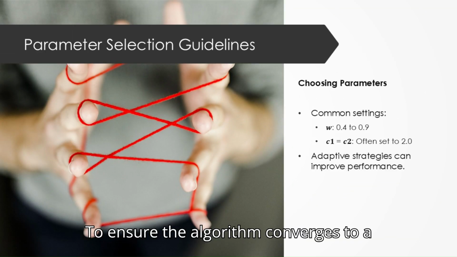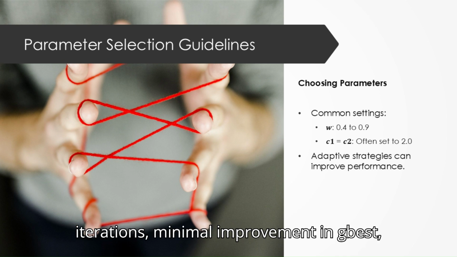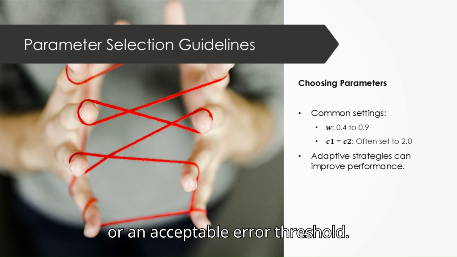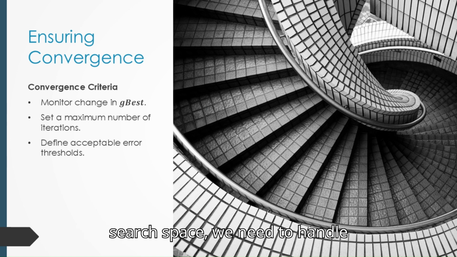To ensure the algorithm converges to a satisfactory solution, we can set criteria such as a maximum number of iterations, minimal improvement in g-best, or an acceptable error threshold. When particles move outside the feasible search space, we need to handle constraints appropriately. This can involve reflecting the particle back into the space or resetting its position to the boundary value.